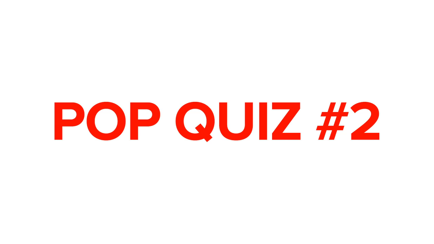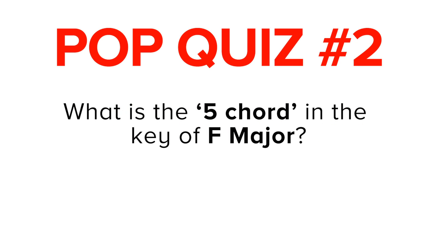Here's the question. What would the five chord be in the key of F major? So in other words, F is the one chord. 1, 2, 3, 4, 5, 6, 7, 8. F is the one chord. And if F is one, then what is the five chord? Let's see if you guys can come up with that.